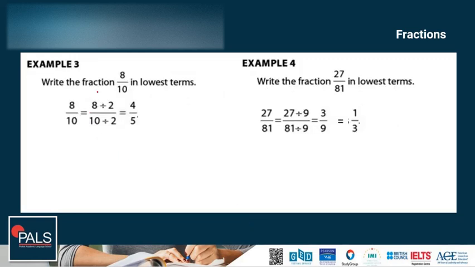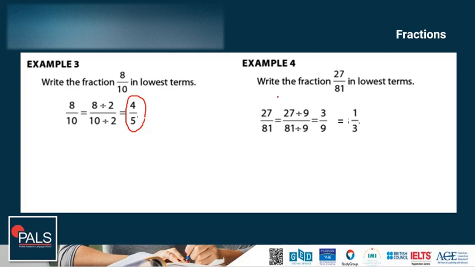Example 3, write the fraction 8/10 in lowest terms. What number can divide 8/10? 2. So 8 divided by 2 is 4. 10 divided by 2 is 5. Can you still find a number that can divide both 4 and 5? No. So the lowest terms of 8/10 is 4/5.